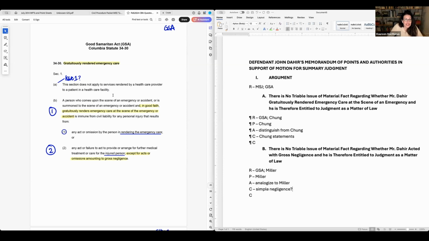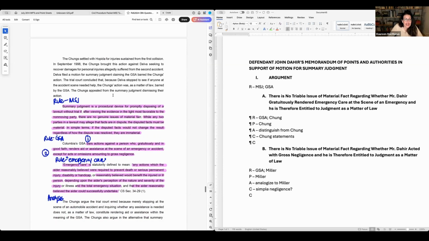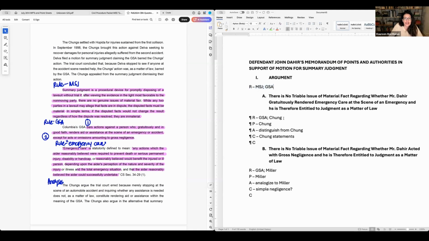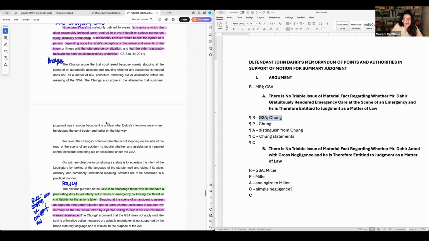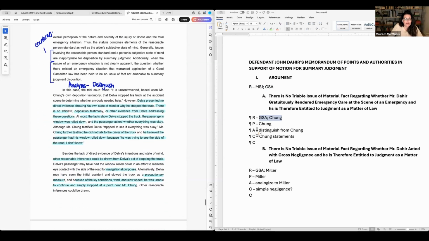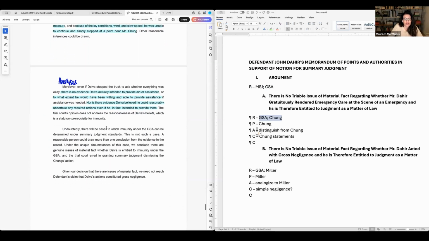Then the next thing would be to go back through this and type in my rules. This is why it's important to label everything. I'm going to type in my rules as necessary. So here's my rule for MSJ. I'm going to type that in here. Here's my rule for the GSA. Here's a rule for emergency care. So this section, I'm going to pull the rules from GSA and Chung. I'm labeling my analysis. I'm going to have a rule proof that incorporates all of this important analysis and the various issues that are in here.